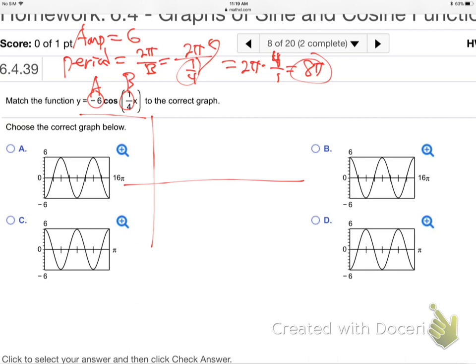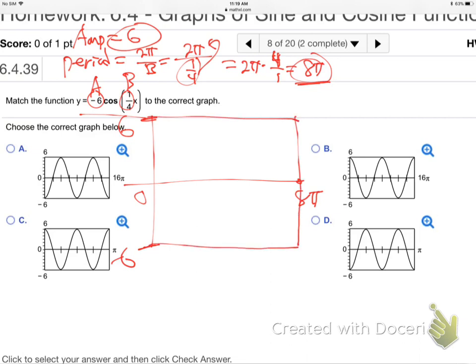So where's the box? It's going to go from 0 to 8 pi, isn't it? Because that's the period. We'll do one cycle between 0 and 8 pi, and it's going to go from a depth of -6 to a height of +6 because that's the amplitude. So I'm going to make a box like that, 0 to 8 pi, -6 to +6, and put the cosine graph, one cycle, in that box.